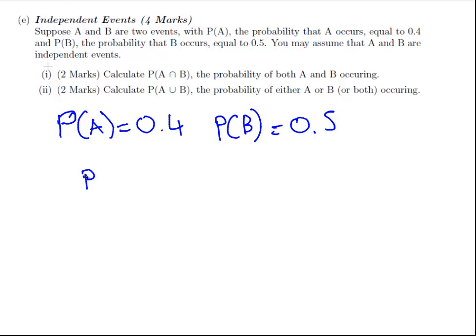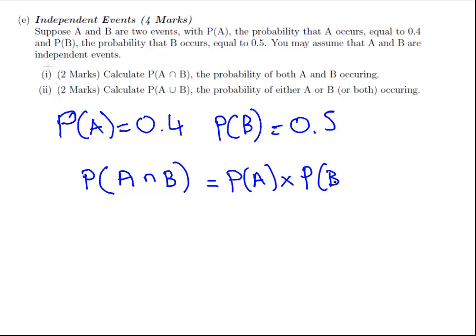Okay, so probability of A intersection B, that both are occurring. Now, this is the definition of independent events, so that's the probability of A times the probability of B, and that's 0.4 times 0.5, and that's 0.2. So the answer to the first one is 0.2.